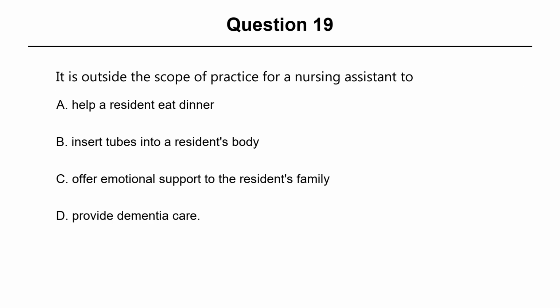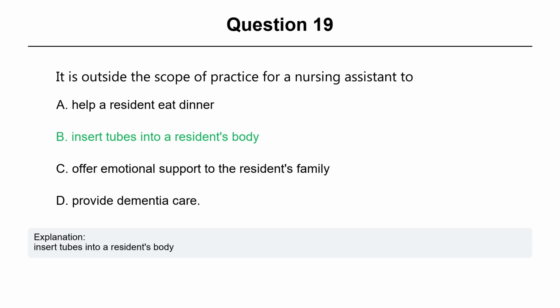Question 19. It is outside the scope of practice for a nursing assistant to option A, help a resident eat dinner. Option B, insert tubes into a resident's body. Option C, offer emotional support to the resident's family. Option D, provide dementia care. The correct answer is option B, insert tubes into a resident's body.